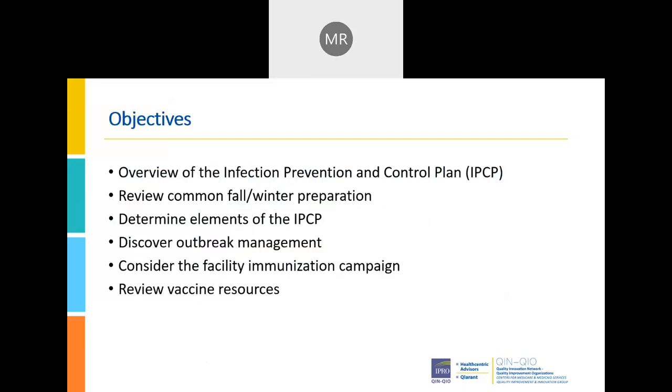So, we're going to go over infection prevention and control plans, some common winter fall preparations you might want to consider, determining the elements of your IPCP, so making sure you have all of the elements addressed in your plan. Discover outbreak management. Many of you may feel very comfortable with outbreak management since you've been dealing with it very frequently with COVID, but we really want to talk about all the components and what if it's not COVID. Consider the facility immunization campaign. We have a lot of information about the immunization campaign and also some up to date vaccine resources.